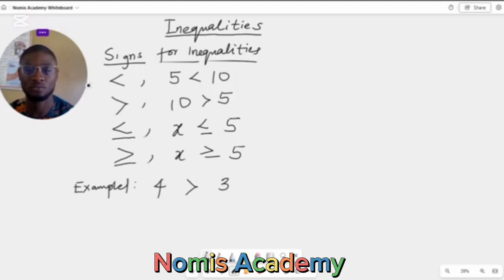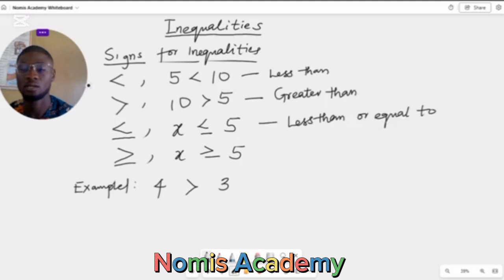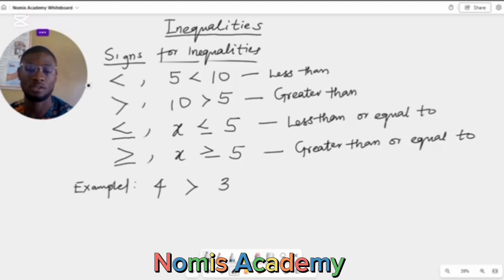So let me write it so that you will not forget. This is your less than. This is less than. This is greater than. This is greater than. This is less than or equal to. And this is greater than or equal to. So now I can read this as 4 greater than 3, which is very true.